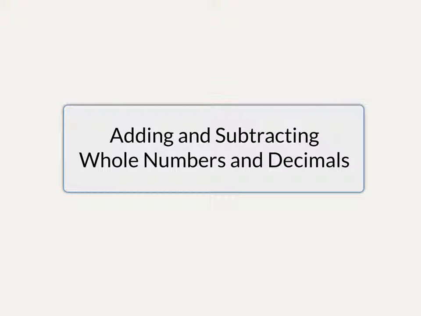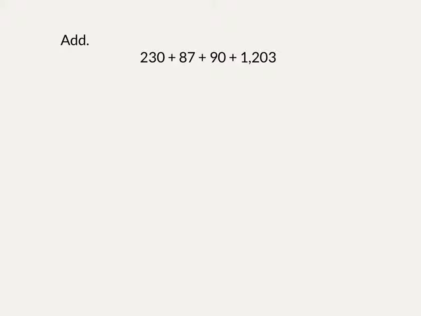This video will discuss several examples on adding and subtracting whole numbers and decimals. Add 230 plus 87 plus 90 plus 1,203. We're going to solve this problem using hand calculations.